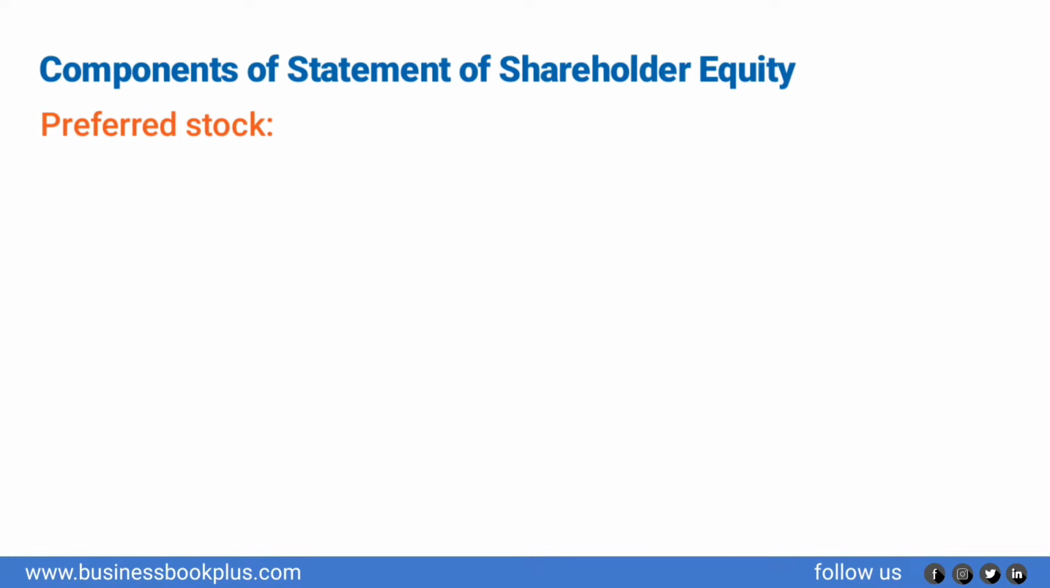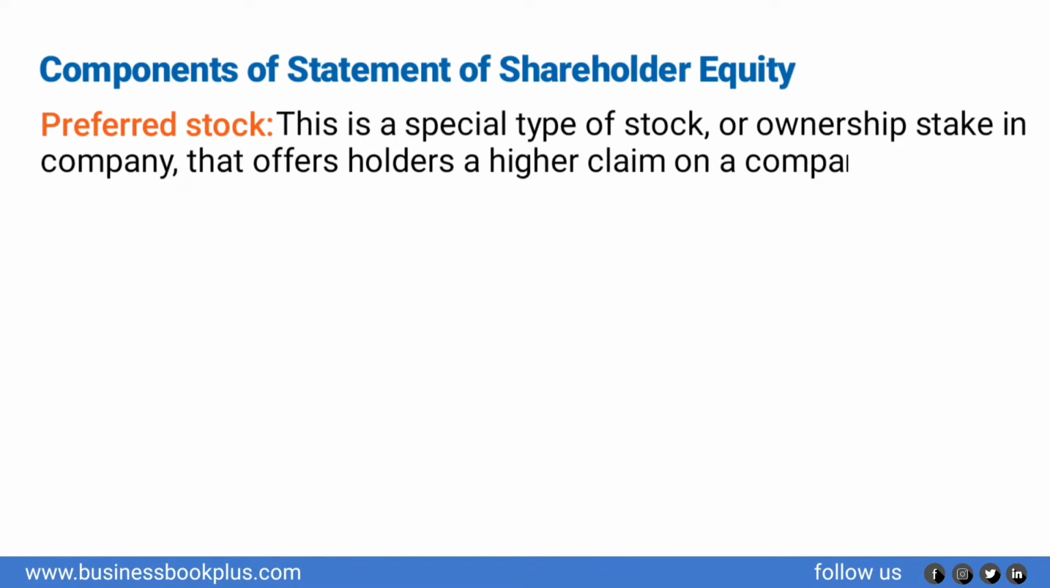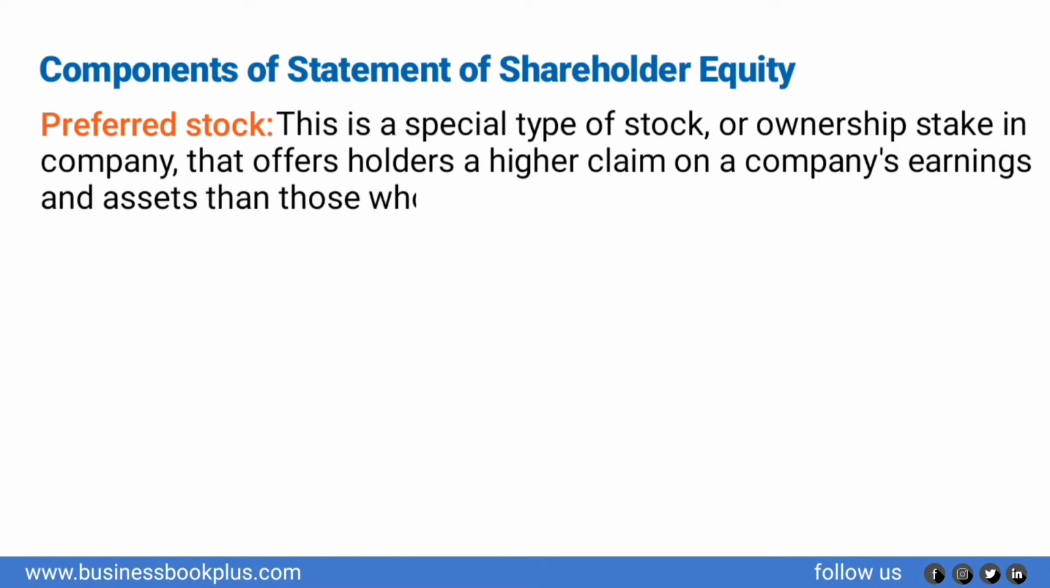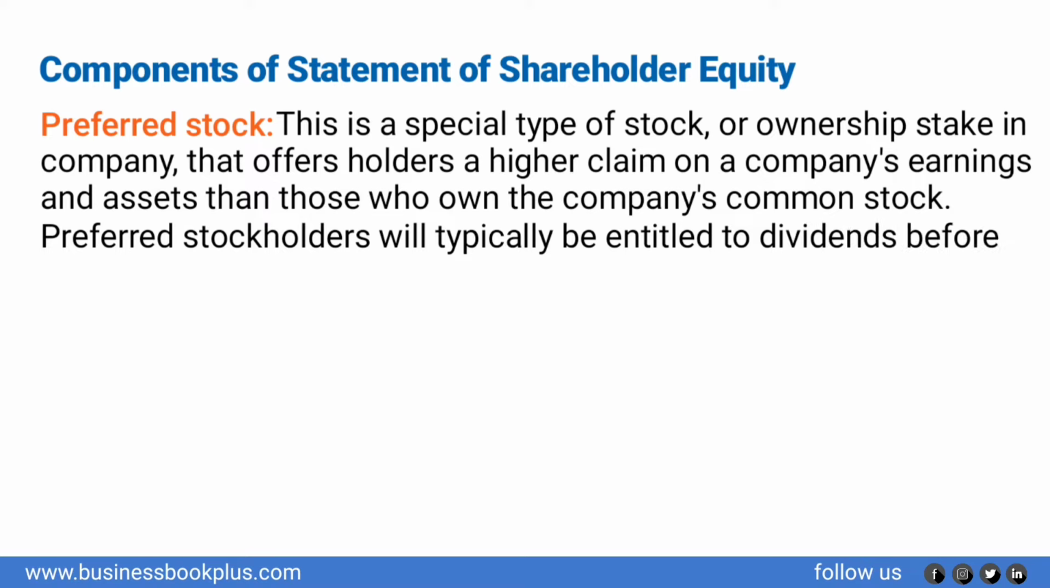Number 1. Preferred stock. This is a special type of stock or ownership stake in a company that offers holders a higher claim on a company's earnings and assets than those who own the company's common stock. Preferred stockholders will typically be entitled to dividends before holders of common stock can receive theirs.